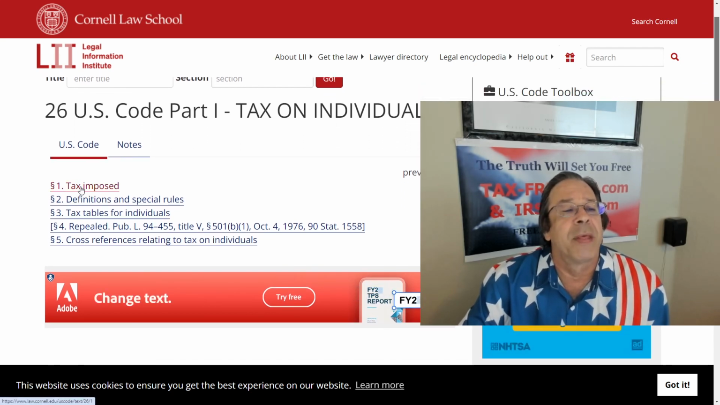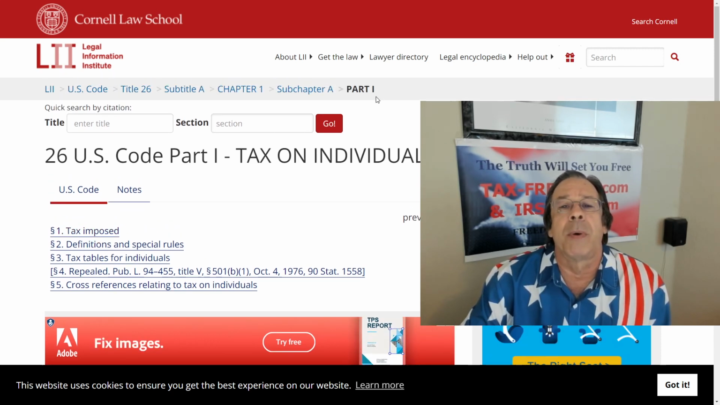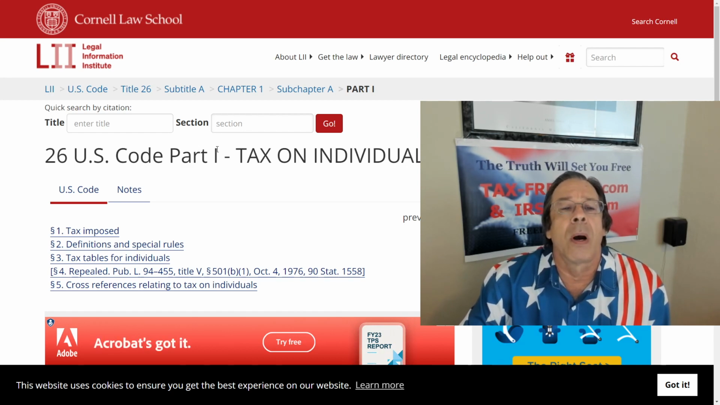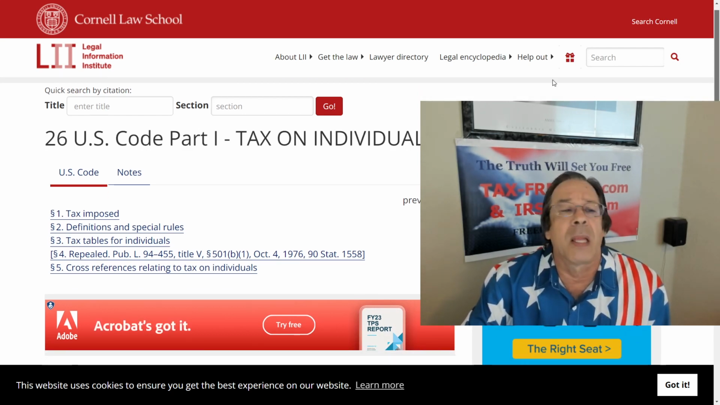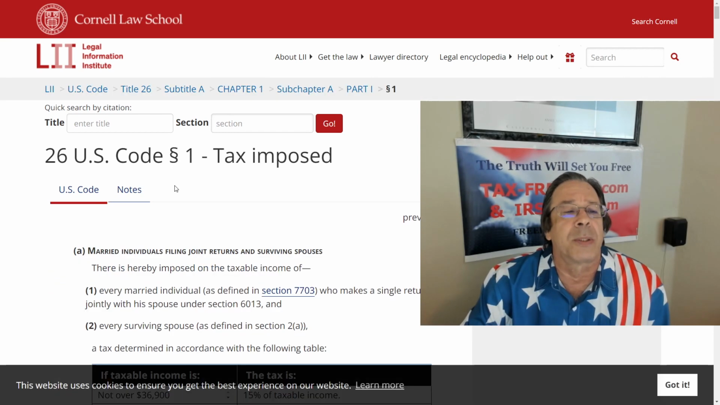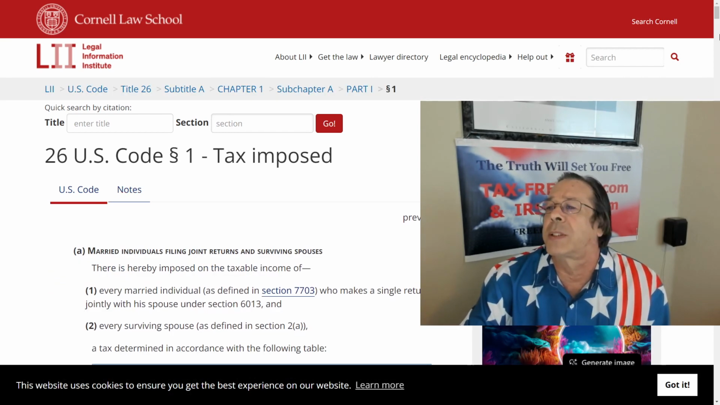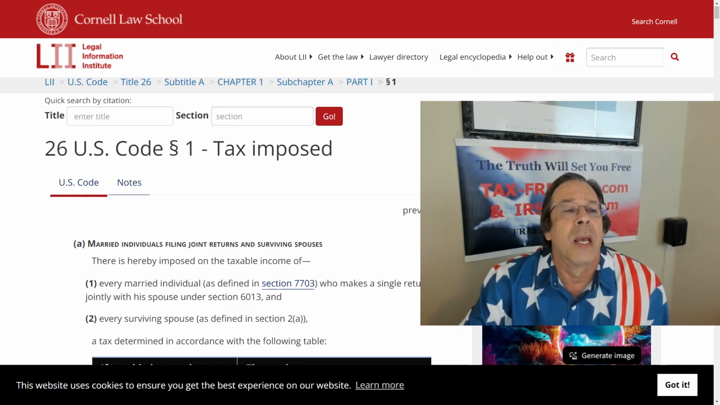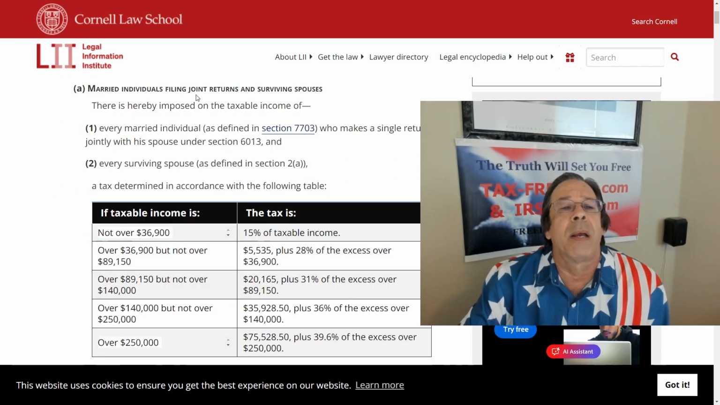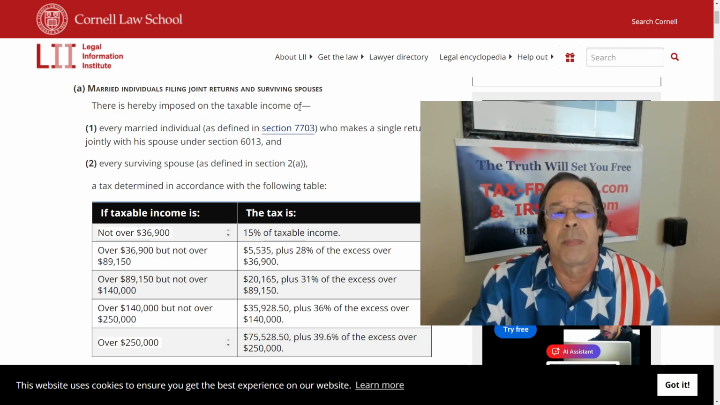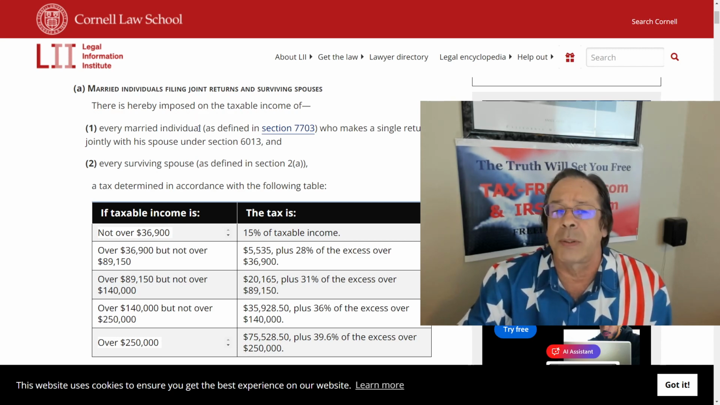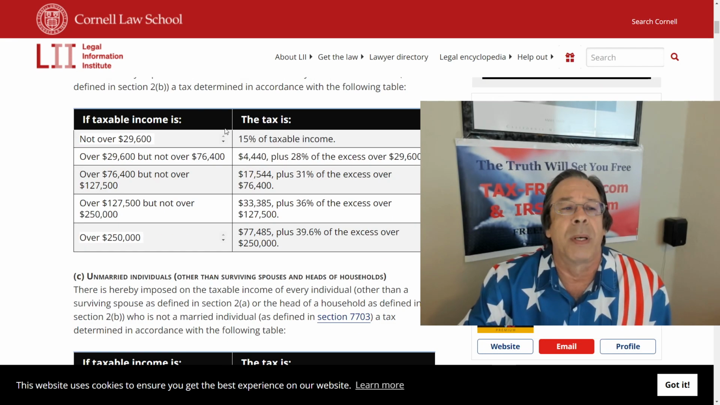And we have Section 1, tax imposed. Now, it's important to remember that this is Part 1. Here we are in Part 1 of Subtitle A, and it's the tax imposed, Section 1. Okay, U.S. Code, Section 1, tax imposed. And what we have here is A, married individuals. There is hereby imposed on the taxable income of every married individual. It's not imposed on the married person. It's not imposed on the individual, but the taxable income.